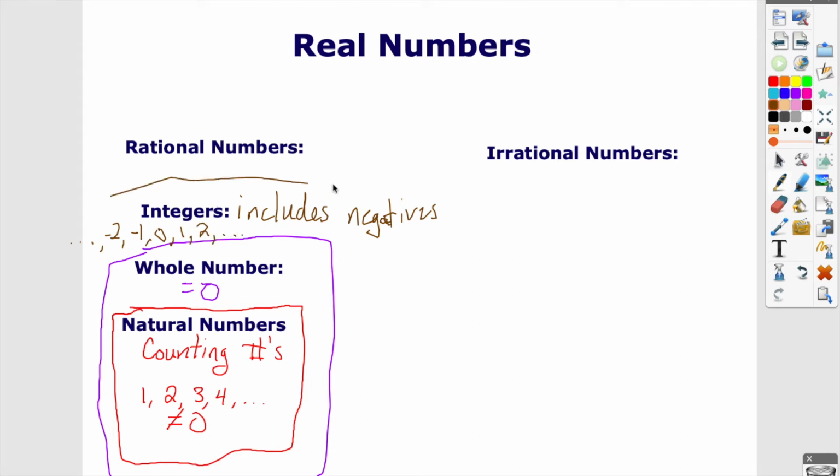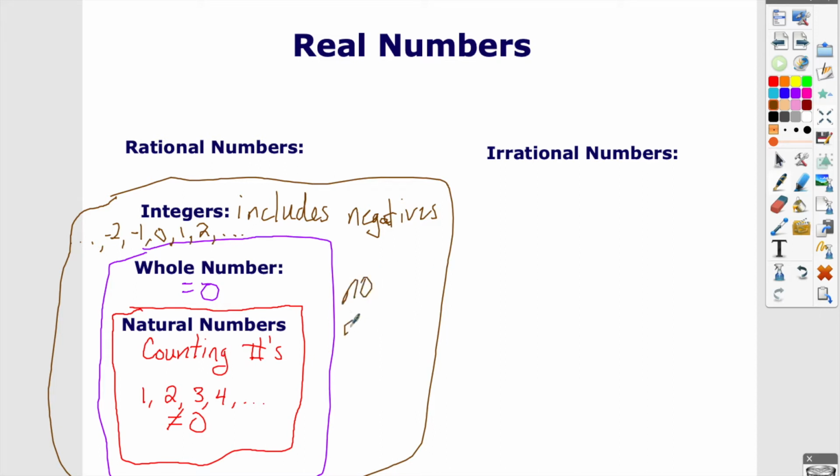Again, everything's starting to fall into line. However, there's one major problem. These are still whole numbers. There is no decimal. So all of these, integers, whole numbers, and natural numbers, do not have decimals. No decimals whatsoever. That's where rational numbers come in.